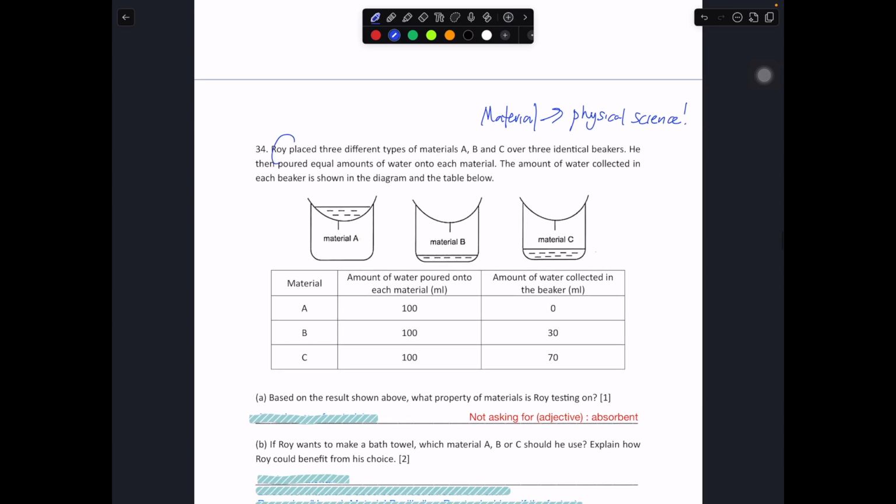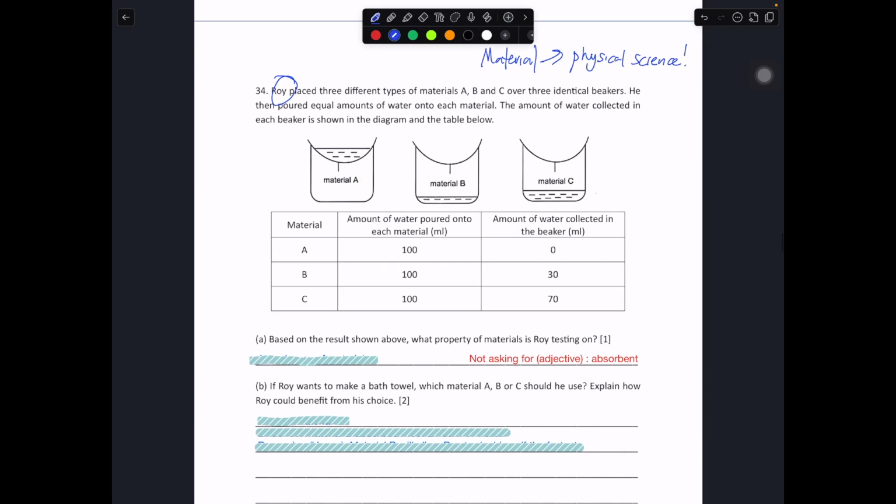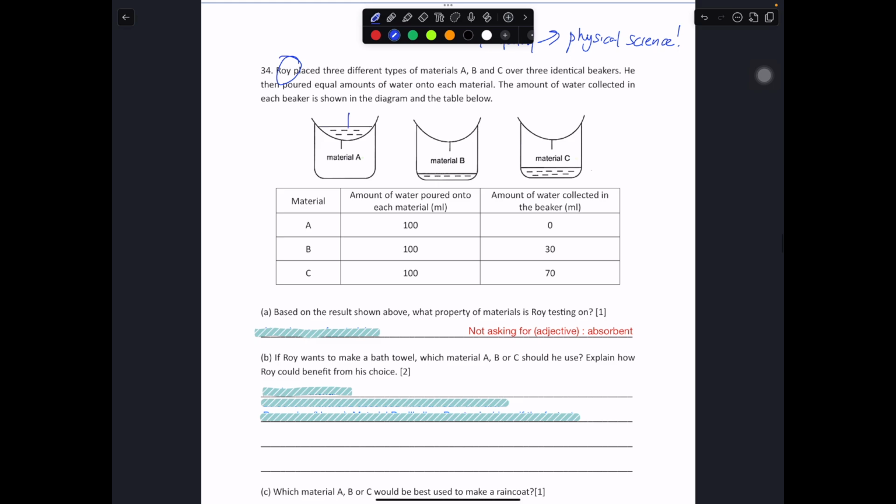Okay, so Roy placed 3 different types of material A, B, C over 3 identical beakers. Then he poured an equal amount of water onto each material. The amount of water collected in each beaker is shown in the diagram and table. So over here, nothing is collected. All the water is here, so it means that it does not allow water to pass through. A is waterproof.